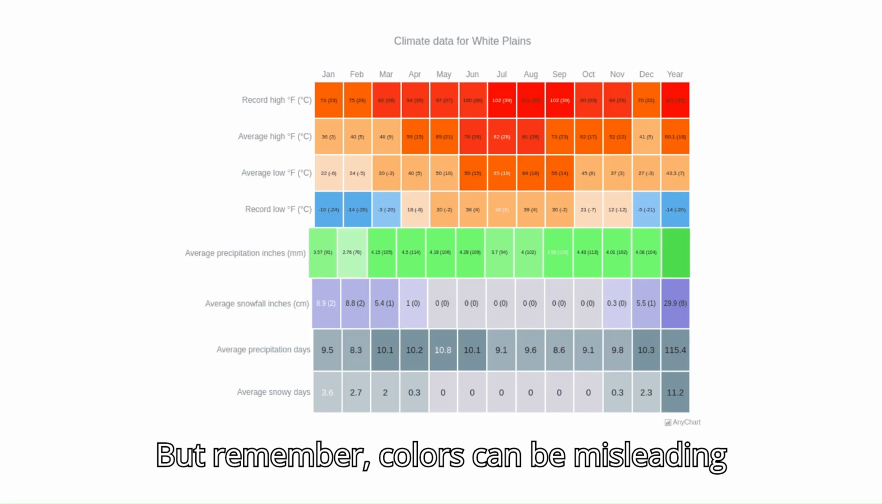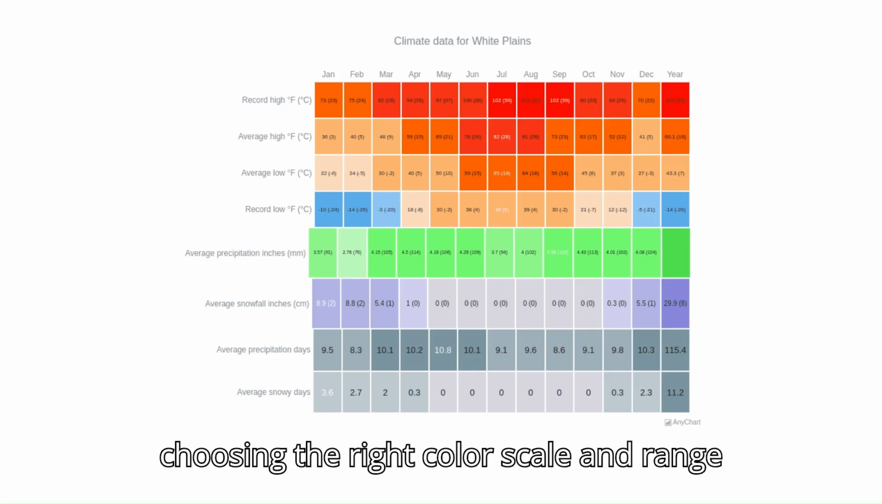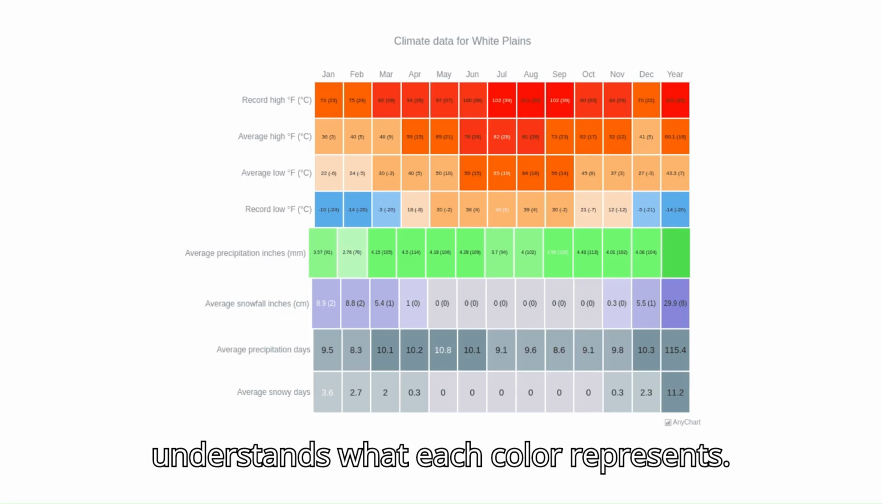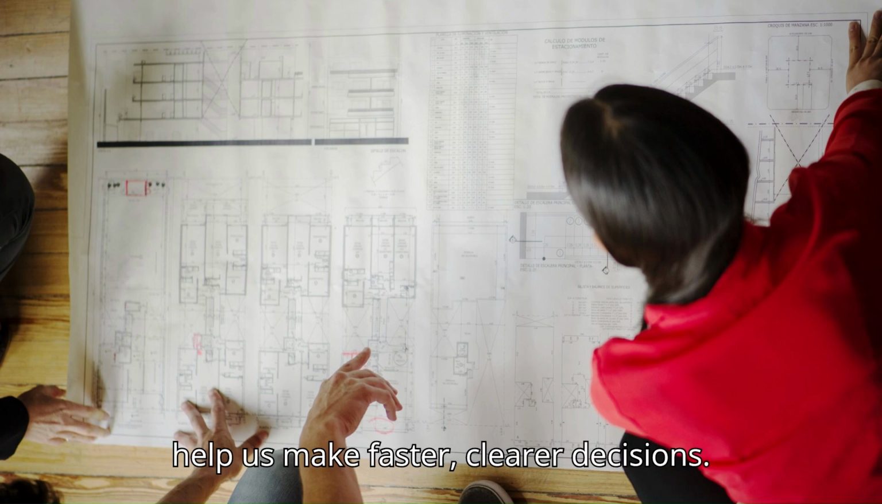4. Context matters. But remember, colors can be misleading without proper context. That's why choosing the right color scale and range is crucial. Always make sure your audience understands what each color represents. In short, heat maps simplify data. They replace complexity with color and help us make faster, clearer decisions.